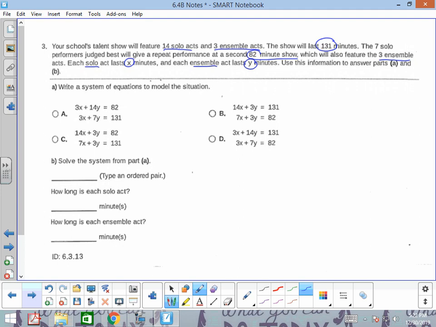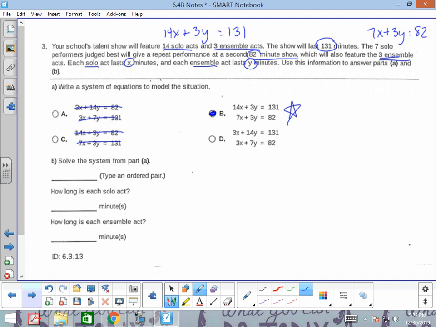So they're telling you what X is. X is solo and ensemble is Y. So the first one is 14 solo, so that's 14X plus 3 ensemble, 3Y equals 131. So 14X plus 3Y equals 131. The other one is 7 solo. That's 7X plus 3 ensemble, 3Y equals 82. Okay, so it's this one right here.